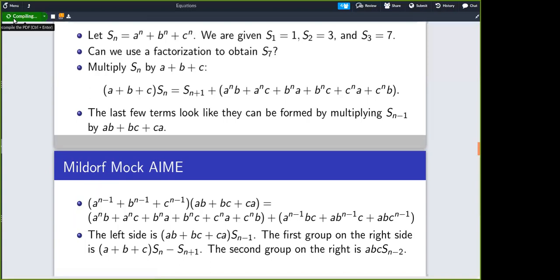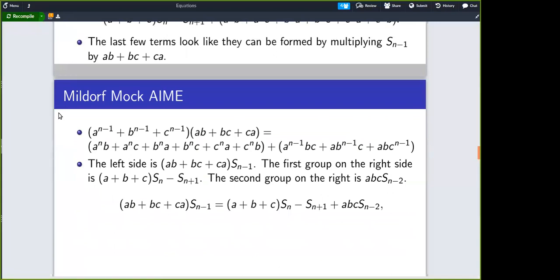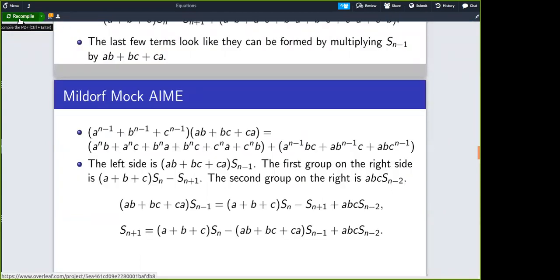We were trying to write Sn plus 1 in terms of smaller Si. So we can rearrange to move Sn plus 1 onto the left side and then move that other term onto the right side. We get this after rearranging. And as many of you said, this is the Newton sums relation here. Now it remains to determine what those 3 coefficients are. We already have A plus B plus C is 1, but we need AB plus BC plus CA and ABC.